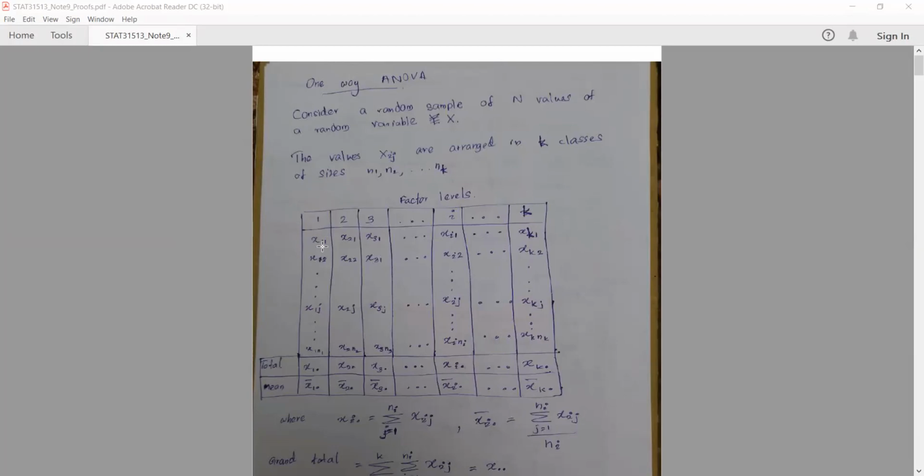Likewise, to denote the number of replicates under each treatment, we simply use ni. Under the first treatment, you have n1 replicates or observations. Under treatment 2, you have n2. Likewise, under treatment k, you have nk replicates.